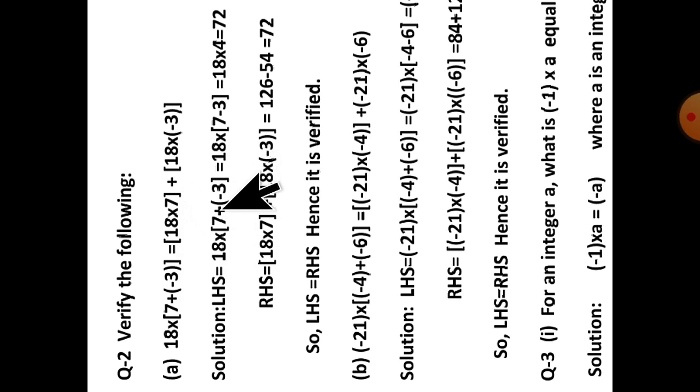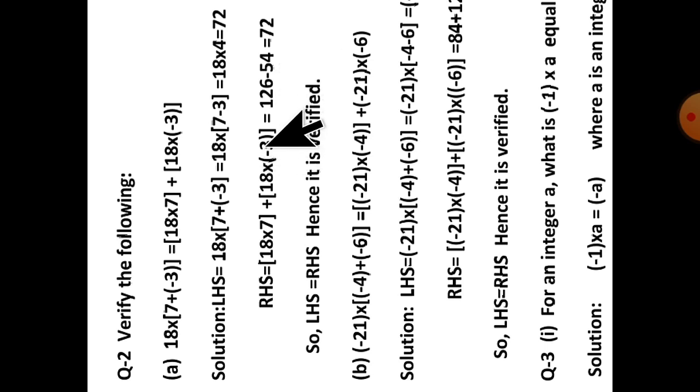In the bracket 7 plus minus 3. So plus minus will become minus. So 18 into 7 minus 3. It will be 18 into 4 equal to 72. Now RHS is 18 into 7 plus 18 into minus 3. So 18 into 7 plus 18 into minus 3. 18 7s are 126 and 18 3s are 54.